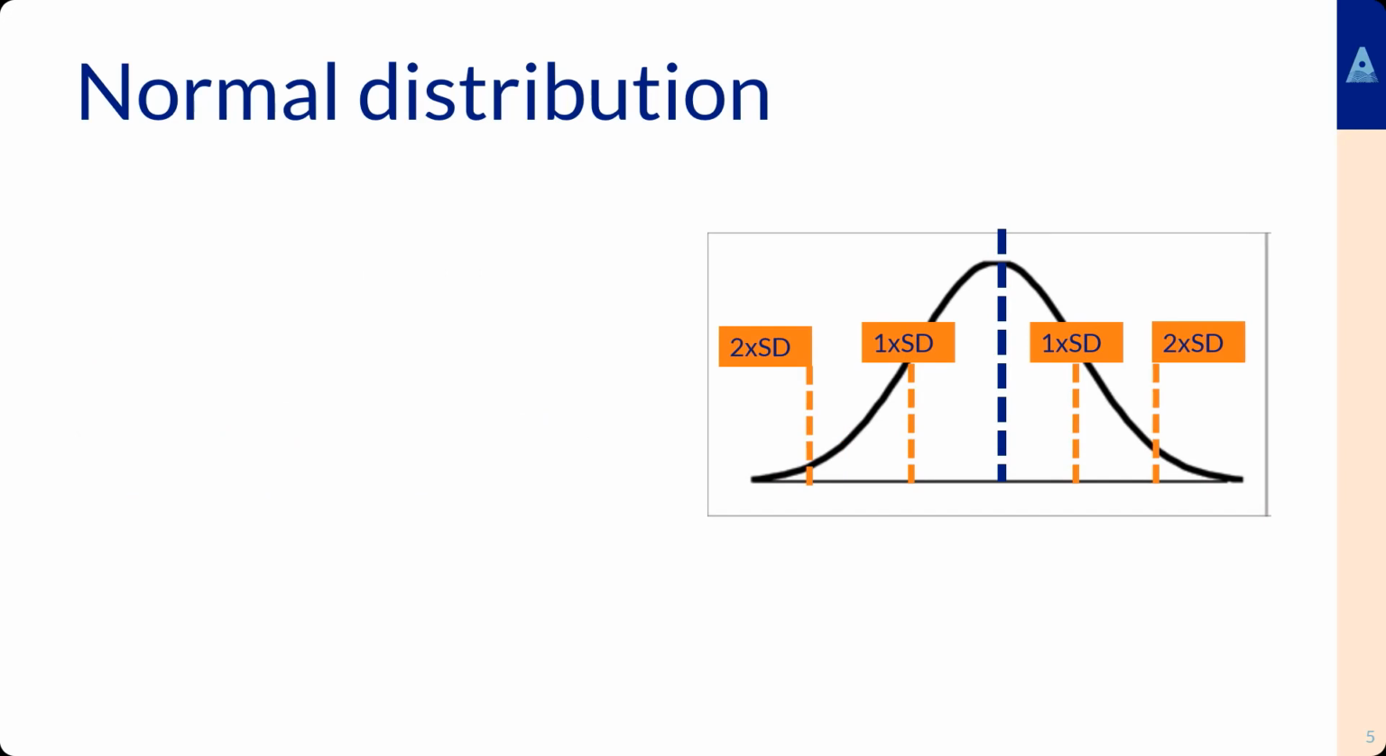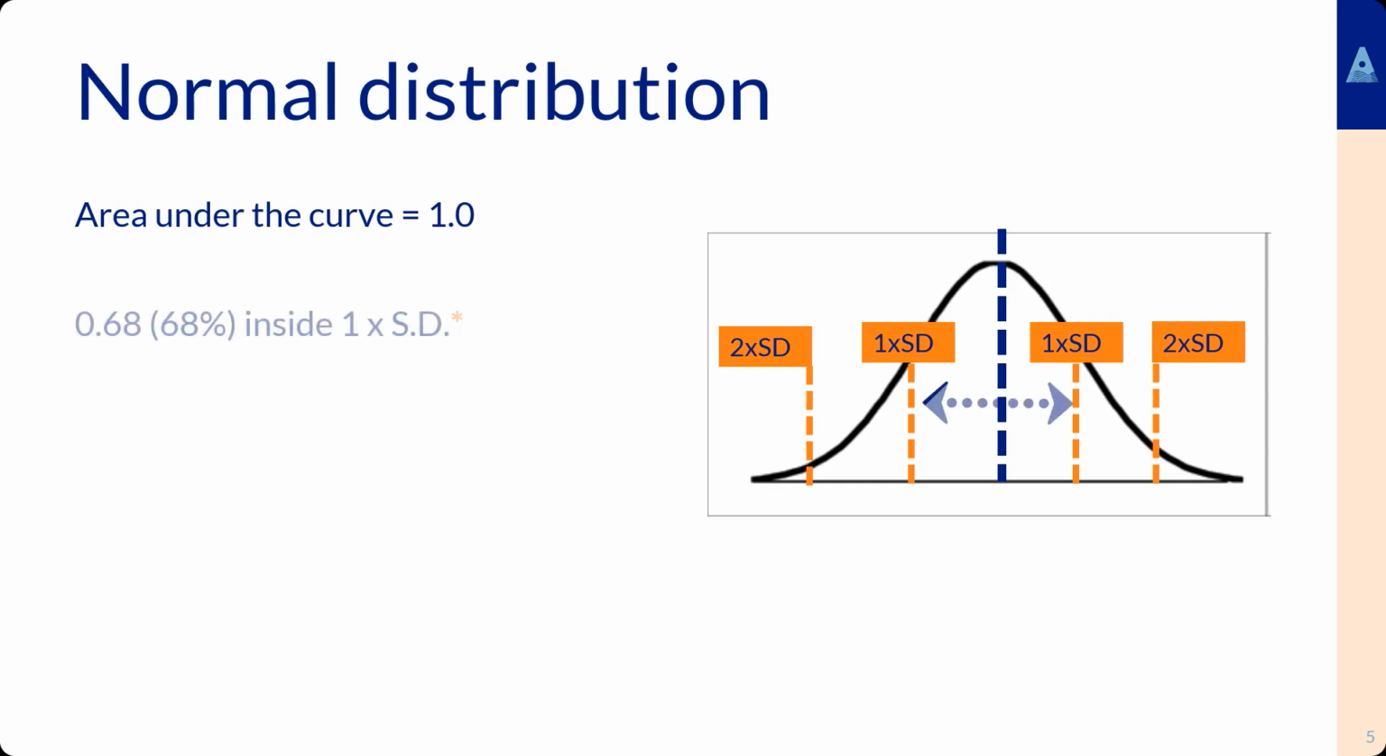For the normal distribution, the area under the curve is 1. That's true for every distribution, in fact. All of the data, 100% or 1, is underneath the curve. But specifically for the normal distribution, 68% of the data is typically inside one standard deviation, that is above and below. So that area in the middle, from the center out to one standard deviation below and one standard deviation above, makes up 68%, or slightly over two-thirds, of the data.